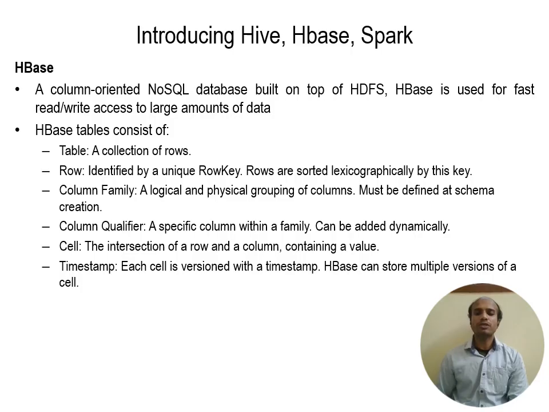Column qualifier, a specific column within a family, can be added dynamically. Cell, the intersection of a row and a column, containing a value. Timestamp, each cell is versioned with a timestamp. HBase can store multiple versions of a cell. So this is the clear detailing about what exactly the tables of HBase comprise of. That is the rows, columns, column qualifier, the cell, and the timestamp.